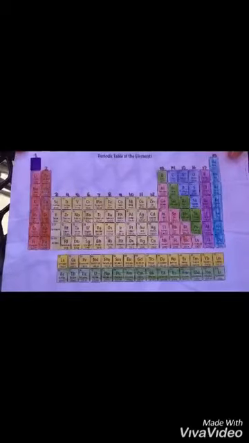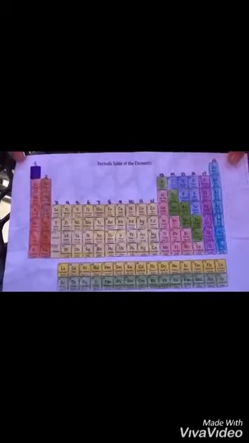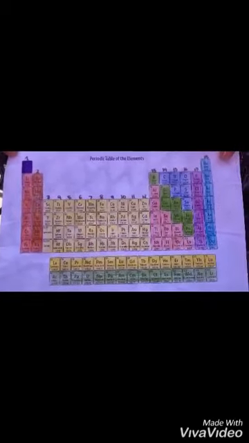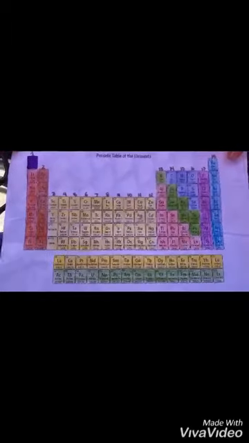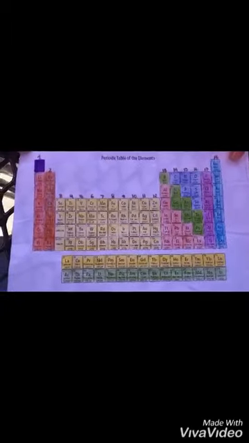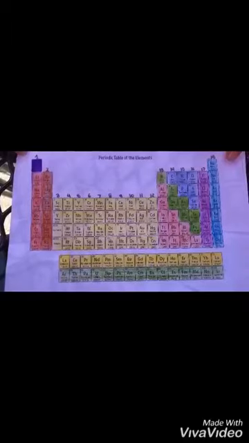Group 2, alkaline earth metals. Slightly less reactive than alkali metals. They have two valence electrons, same as the group number. They are silver colored and denser than alkali metals.